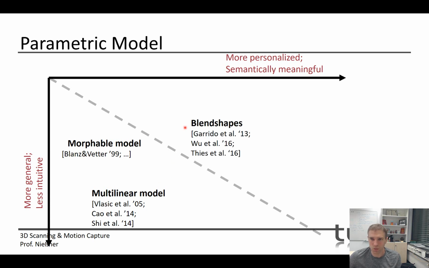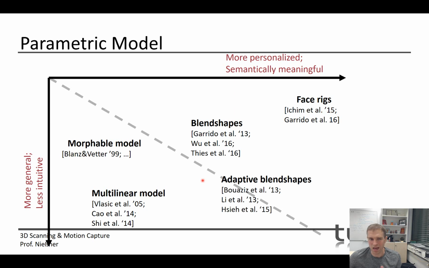They're becoming more semantically meaningful, right? It's like Chorito, Wu, Tees. And we have face rigs that are going into higher quality captures in order to have more semantically meaningful control of these models. And there are these adaptive blend shapes. There's a bunch of work out there. I'm not going to go into all of the details, but I wanted to give you a little bit of an overview of the landscape, that there are a lot of things going on.